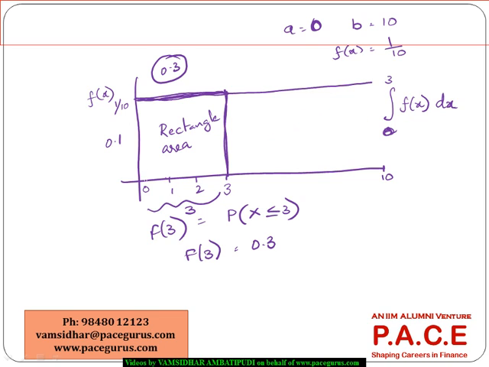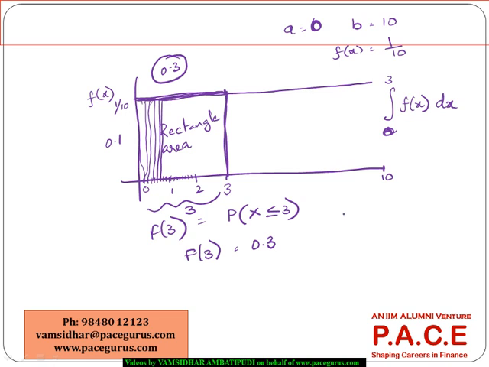Instead, you divide this x into so many small pieces, try finding out the individual areas, and add up all the areas. That is what we typically call integration over the range. We are saying integrate f of x over 0 to 3.